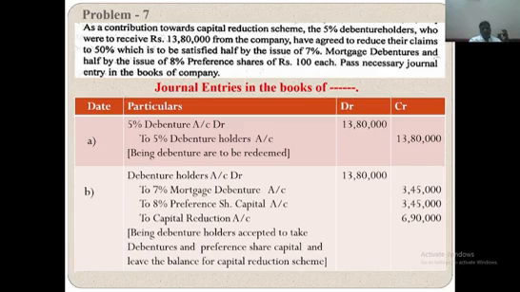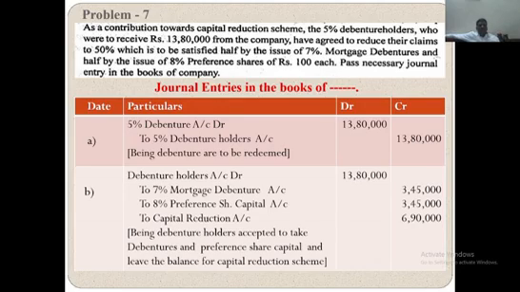The 5% debenture holders who were to receive 13,80,000 from the company have agreed to reduce their claim to 50%, which is to be satisfied half by issue of 7% mortgage debentures and half by the issue of 8% preference shares of rupees 100 each. Pass the necessary journal entry in the books of the company. In the books of the company, journal entry.